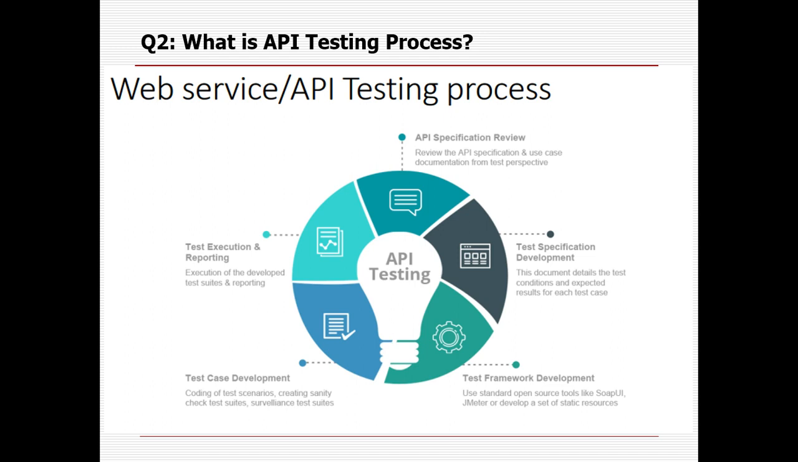And then in the last step, test execution and reporting will happen, where the user will run the test suite or the test cases based on the required specification, and it will generate different results or reports, and the report will be published to the respective stakeholders. That way the API testing process works.